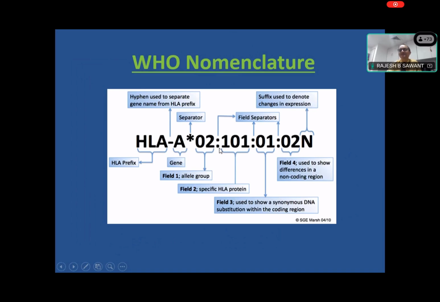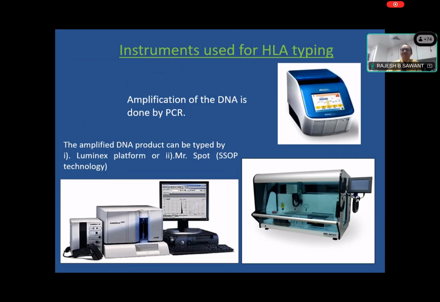Again after that you will have a field separator, and then there will be the second field, field 2, which is the specific HLA protein. Again there will be a field separator, and then there will be field 3, which is used to show a synonymous DNA substitution within the coding region, right? And then towards the end you will have the suffix. So you can forget all the complex things that I said just now, but what is practically important for us is to understand the resolution of HLA typing, which I will talk about in the subsequent slides.